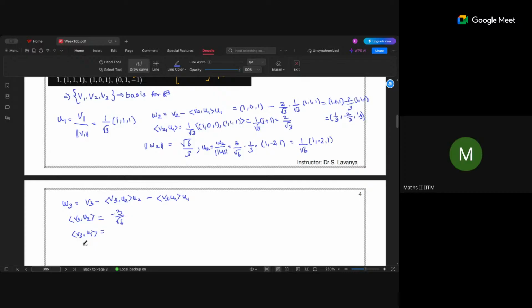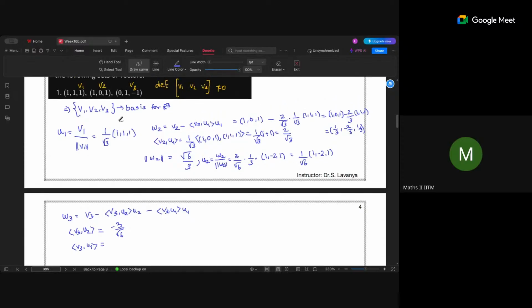Okay. What about the inner product of V3 comma U1? It's 0, I guess, right? V3 inner product U1 is 0, right? Yes, ma'am. So this part is 0. Okay, so now this part is becoming 0. So only you have this.